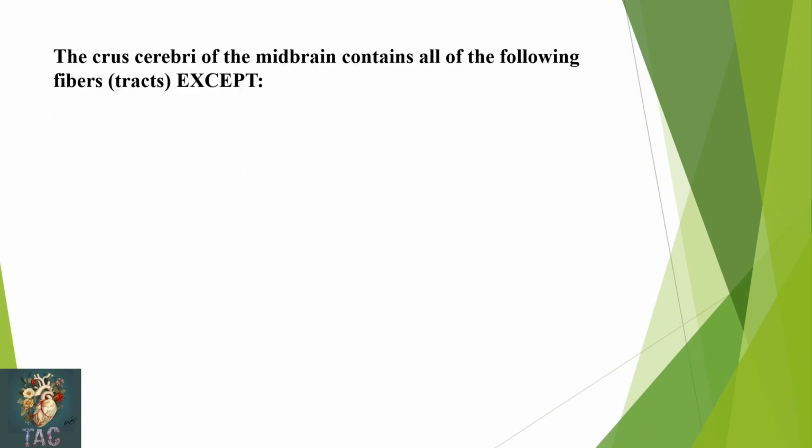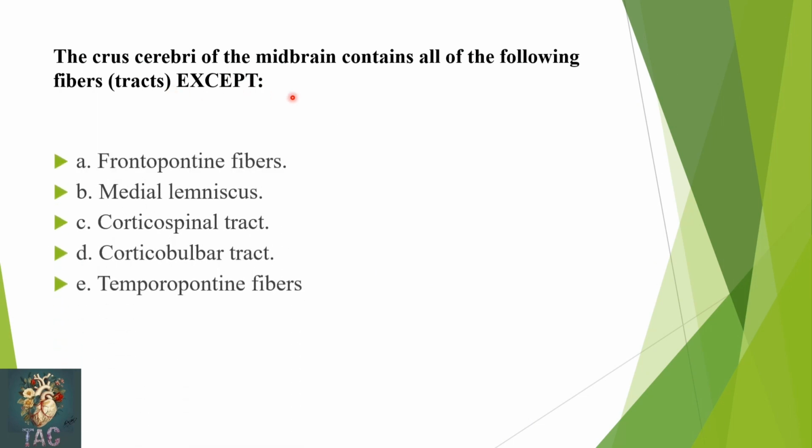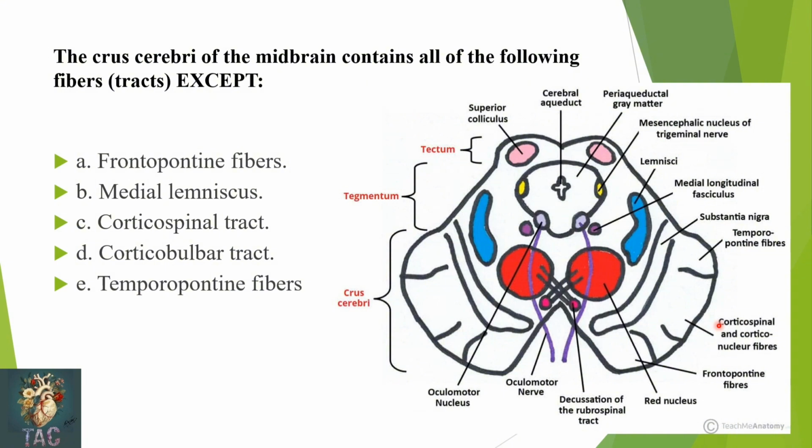Next MCQ is that the crus cerebri of the midbrain contains all of the following tracts except the frontopontine, the medial lemniscus, corticospinal, corticobulbar and temporopontine. So first look at this cross section of the midbrain. This is the area of the crus cerebri, and here you can see the temporopontine fibers are present, the corticospinal and corticobulbar fibers, and the frontopontine fibers are present. The lemnisci are present over here. These are not carried through the crus cerebri, so medial lemniscus is the option for this question, that it is not passing through the crus cerebri.